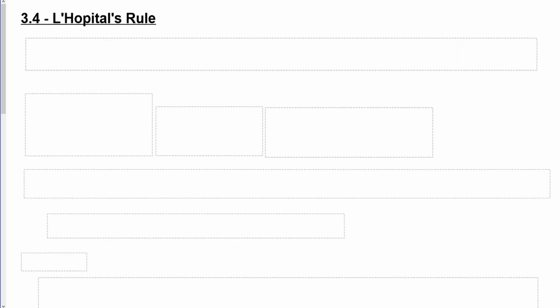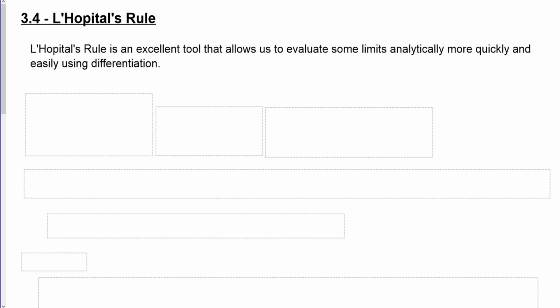In this lesson, we're going to learn about L'Hopital's rule. L'Hopital's rule is an excellent tool that allows us to evaluate some limits analytically much more quickly and much more easily using differentiation. In fact, a lot of times students get a little upset when they learn L'Hopital's rule because it makes limits that we did earlier in the class so much easier that they wonder why we didn't teach it in the first place.